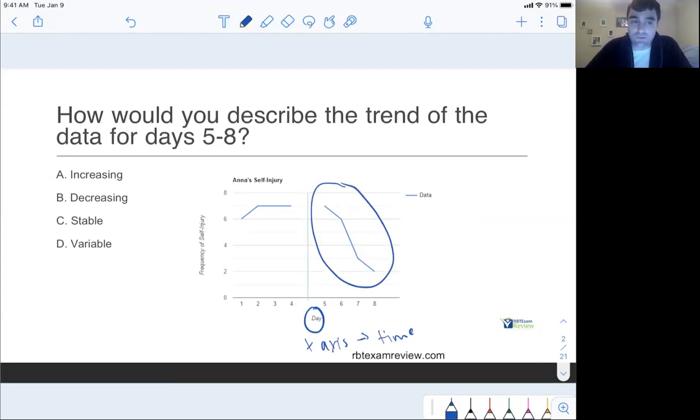Is it increasing? Is it going up? No, it doesn't look like it's going up. It looks like it's going down to me. So increasing is out. Is it decreasing? Yes. That trend is clearly going down. Therefore, it is decreasing. Stable would be more like this, very flat. And then variable, we're talking about variability. Here we're asking about the trend. Therefore, the trend is decreasing.